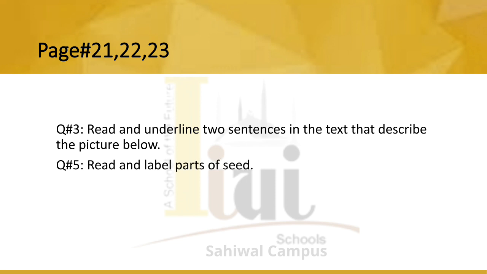Page number 22. Question number 5. Read and label parts of seed. So here is a picture of a seed having 3 different parts which are mentioned on this page number 22. First one is seed leaf, second one is seed coat, and the third one is developing plant leaf. So you have to write these 3 labels in the appropriate place. Look at the picture of a seed, think about it, and then write these 3 labels in the appropriate place on page number 22.